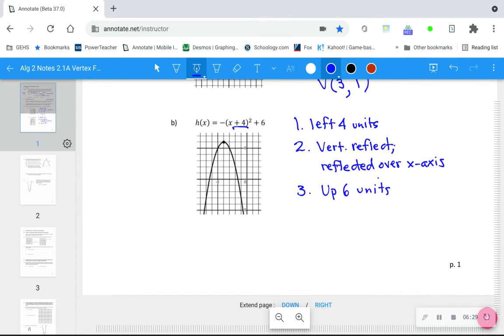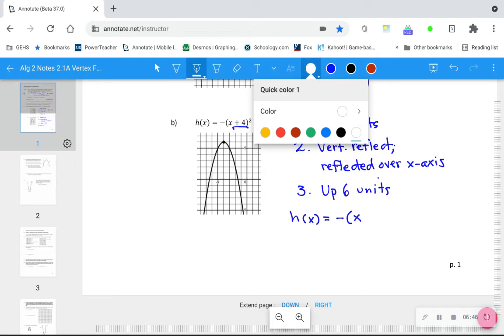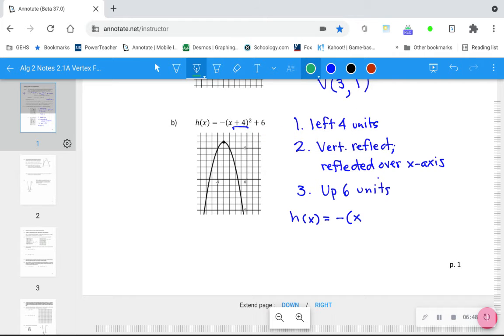Now, to make it really easy for you to see this, I'm going to color code the vertex on this. So give me a second to rewrite it. H of x equals the opposite of x. And I'm going to put, let me change this to green here, I'm going to put the opposite of h in green here.